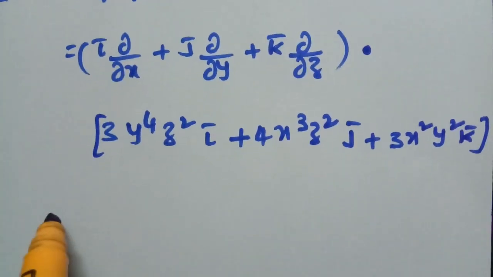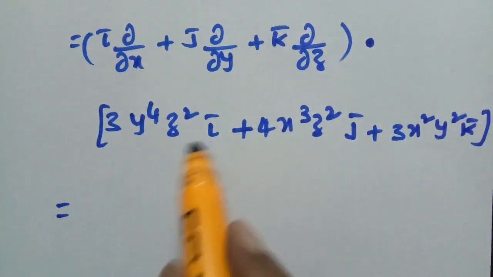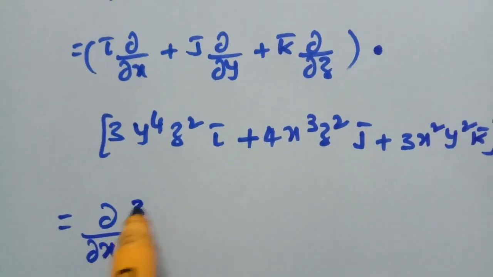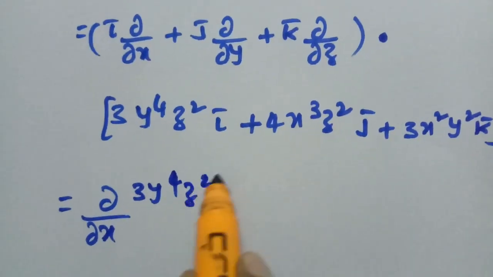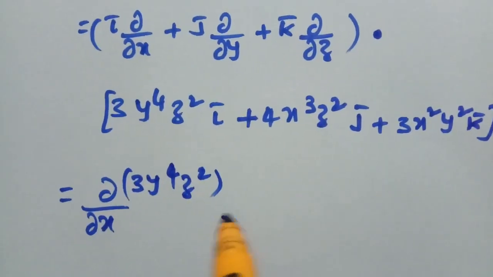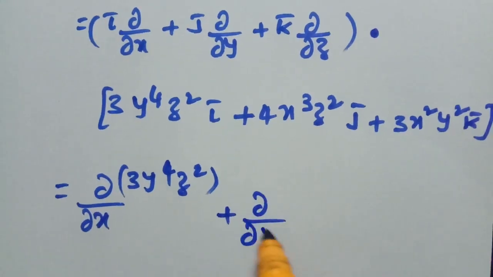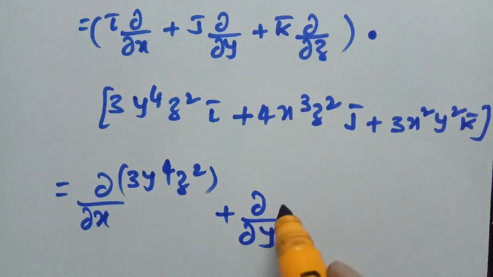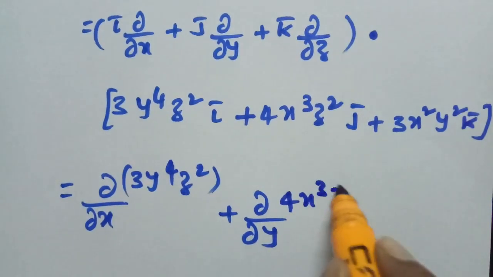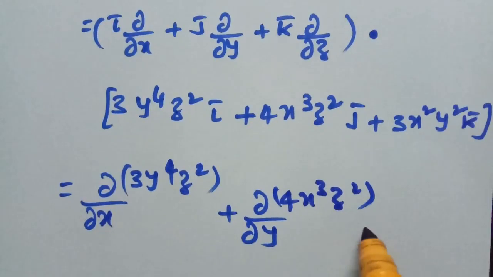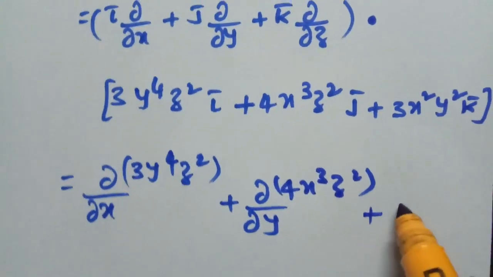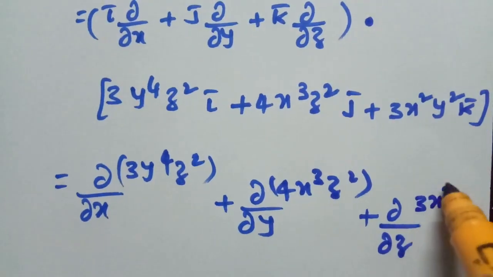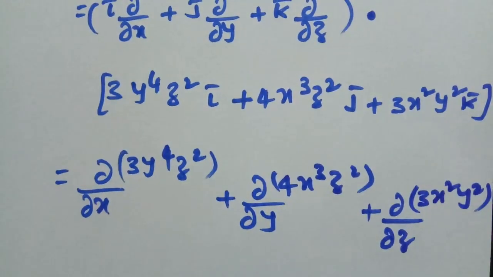Therefore, dot product of these two. So i bar dot i bar is equal to 1. Therefore, dou by dou x of 3y power 4 into z square. Since j bar dot j bar equal to 1, this is 4x cube z square plus k bar dot k bar is equal to 1, dou by dou z of 3x square y square.